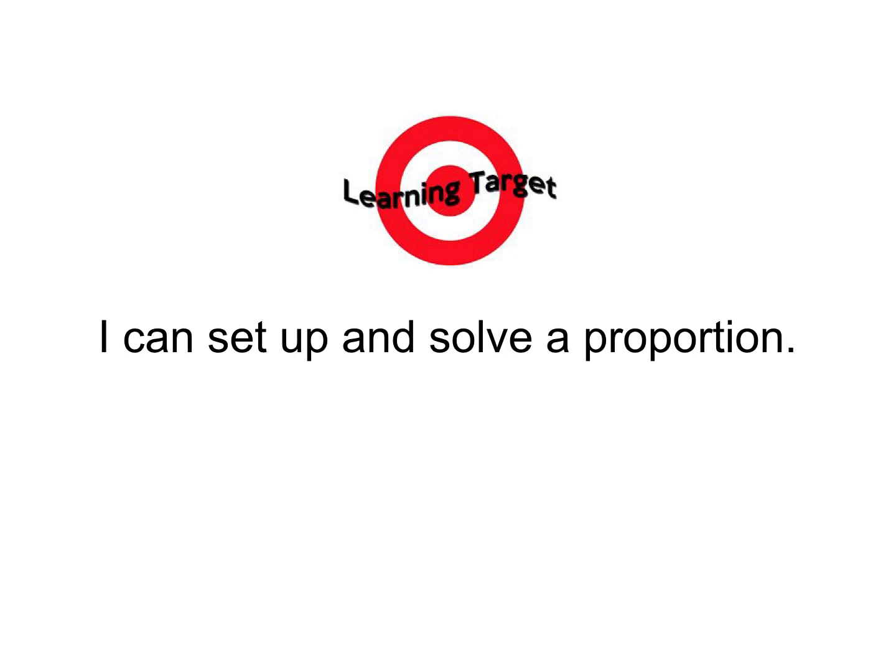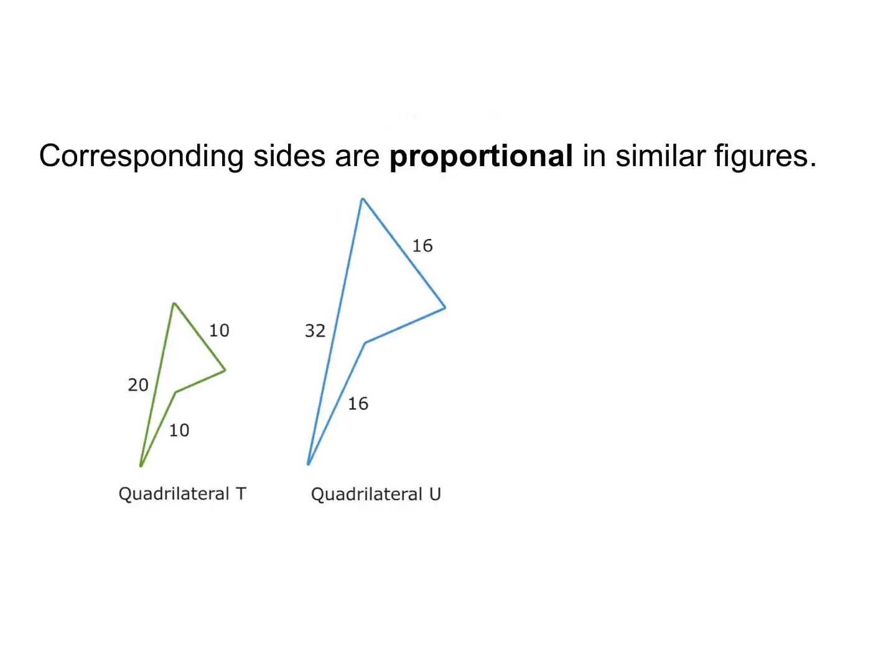The word proportion might be new to you, but I am guessing that once we get into the lesson, some things may start to look familiar. In our previous lesson, we learned that corresponding sides are proportional in similar figures. And what that means is that when we compare sides that match up or that correspond, they are going to form equivalent ratios. I'm going to show it to us with this example.